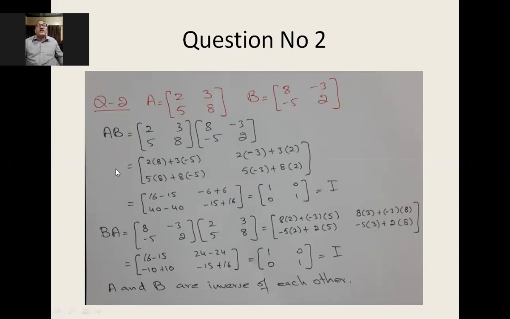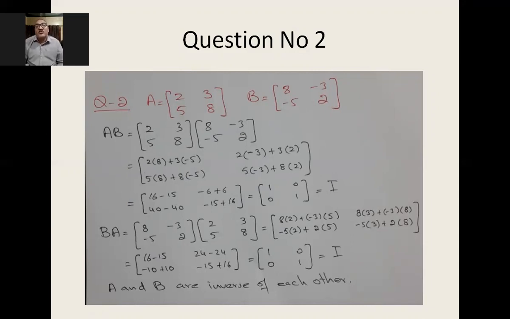So it will be 2 multiply 8 plus 3 multiply -5. And then with the second column, 2 multiply -3 plus 3 multiply 2. Now there are no more columns, so the second row will start multiplying. The second row will multiply with the first column, then the second row will multiply with the second column. So here we got 5 multiply 8 plus 8 multiply -5. And then you have 5 multiply -3 plus 8 multiply 2.